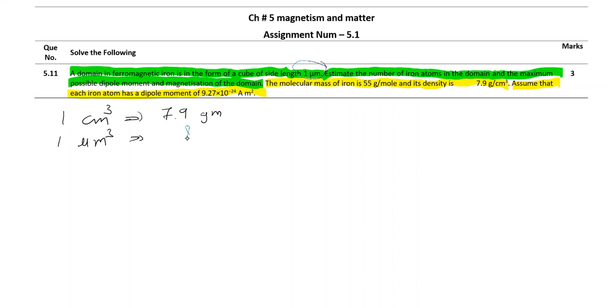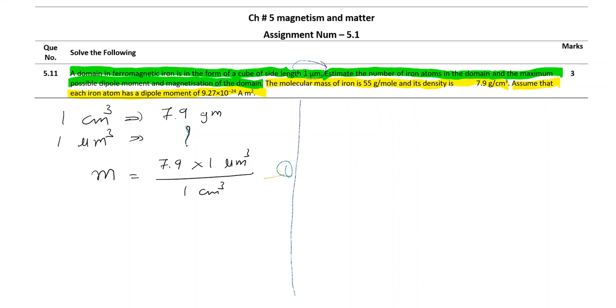Then how much is the mass? We should be able to calculate mass. So let me label it as mass m, which is 7.9 into 1 micrometer cube upon 1 centimeter cube. This will get us, let us call it result 1. From result 1 we will have the mass of the cube.